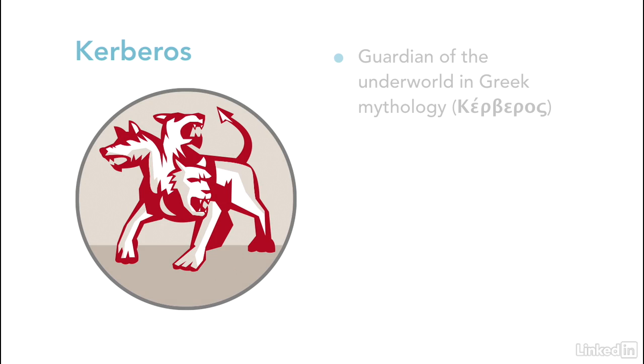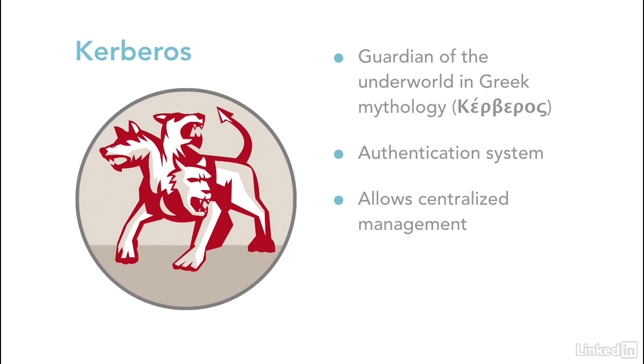Kerberos, named for the three-headed dog that guarded the underworld in Greek mythology, is an authentication system that allows centralized management and is often used for single sign-on applications because it grants users a ticket that can be used to authenticate supported services, rather than requiring a password to log in all the time.